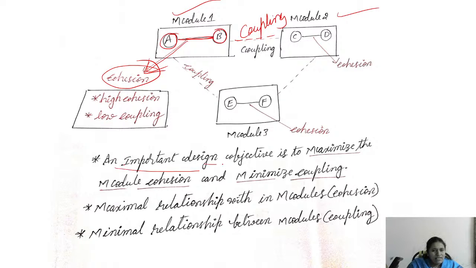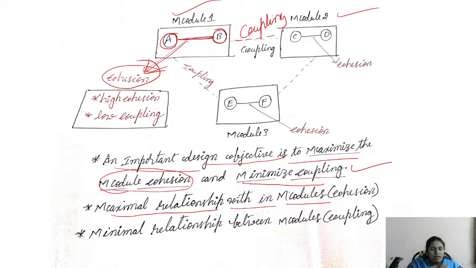An important design objective is to maximize the module cohesion. Within a module, there should be a strong relationship, and minimize coupling. Between the modules, there should be less dependency. That is, we have to minimize the coupling and maximize the module cohesion. Maximal relationship within modules is called cohesion, and minimal relationship between modules is coupling.